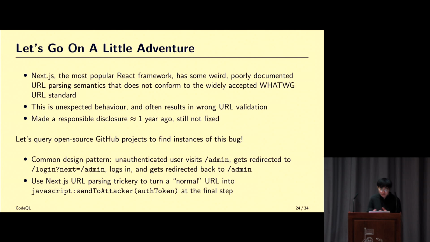Some of you might know Next.js is the most popular React framework for web development. It has some really weird and poorly documented URL parsing semantics. For some reason, it does not conform to widely accepted URL standards that are used in the browser, even though it's a web development framework. So this results in a lot of unexpected behavior, and a lot of people validate URLs wrongly. I told them about this a year ago during my summer internship, and it's still not fixed.